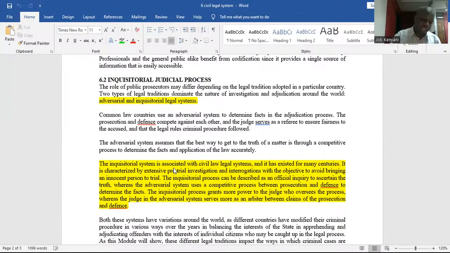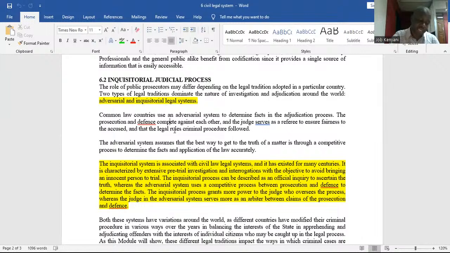So under a common law legal system, they apply what we call the adversarial judicial process. Then under a civil law legal system, they apply this one, which has a very difficult name, inquisitional, whereby they do inquiries or investigations. So the judges themselves do what we call inquiries and investigations. They investigate the matter, they carry out investigations before they give out the verdict.